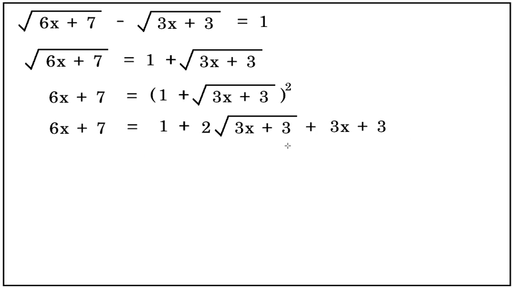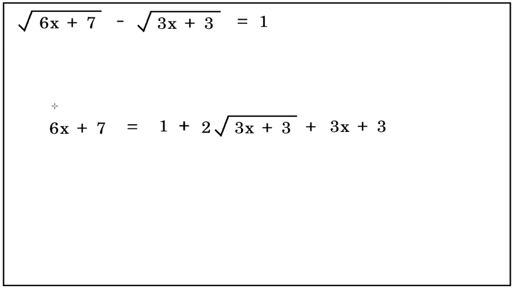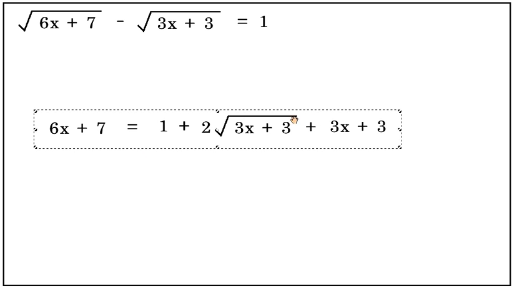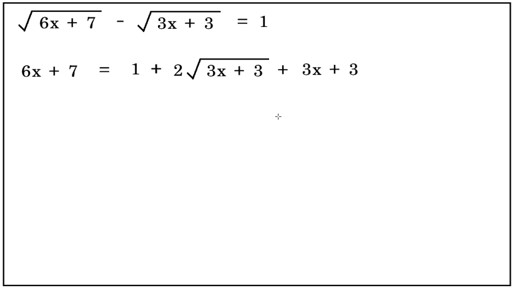Now, once again, essentially, let me create some space here. What we have here is another problem involving a radical. Another equation involving a radical. And so we're rerunning this again. We're going to isolate the radical.